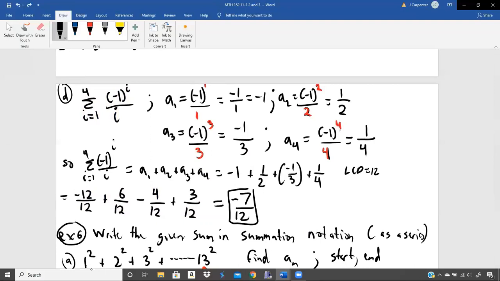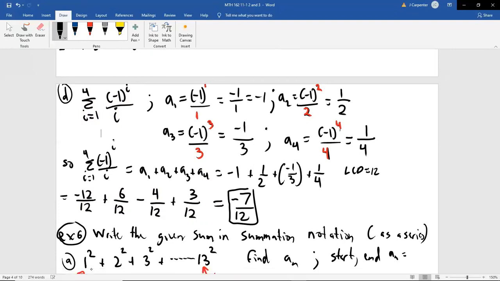Well, 1 squared, 2 squared, 3 squared, 4 squared, 5 squared, and so on, up to 13 squared. It seems like the exponent isn't changing. All the exponents are 2's. So I think that a sub n is going to be something squared. But the question is, what is the something being squared?